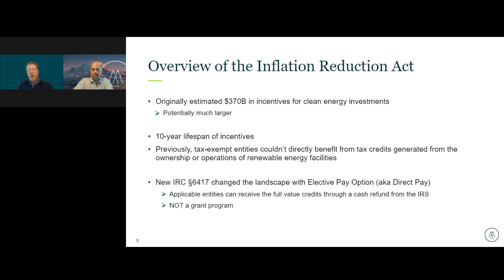And the specific code section that we're talking about under the Internal Revenue Code is 6417. And as I had alluded to before, within the code, it's referred to as elective pay. But if you were to go to your computer and type that in, more frequently than not, you're going to see people referring to it as direct pay, because it's essentially a direct payment from the government in the amount of the credit to your organization.